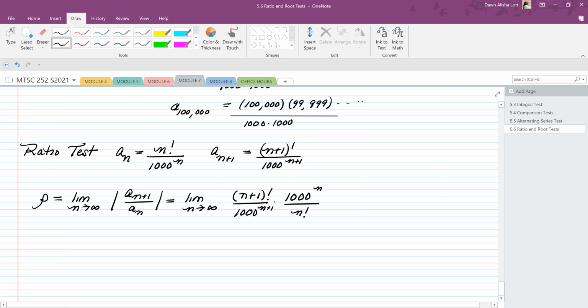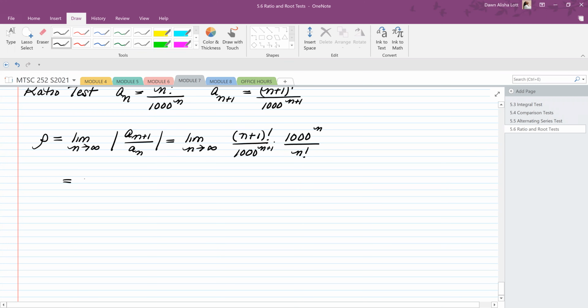Okay. So this is the limit as n approaches infinity. The n factorial over n factorial just gives me n plus 1. The n plus 1 factorial over n factorial is going to give me n plus 1. And then I get 1,000 in the denominator, because 1,000 to the n is going to kill off that and leave 1,000 to the first power. And so I can easily see this limit is infinity, which is much greater than 1. So the series diverges.